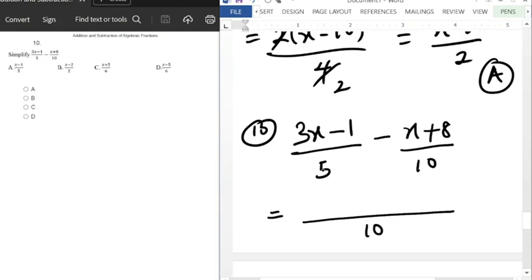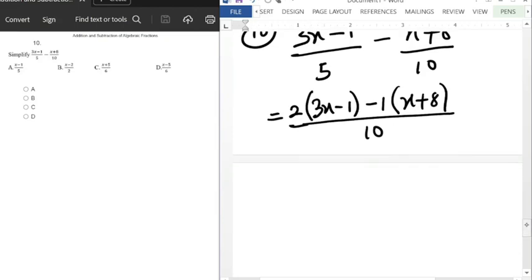So 10 divided by 5 is 2. So 2 is multiplying 3x minus 1, minus 10 into 10 is 1. So 1 is multiplying x plus 8. You notice that I don't just ignore the 1 because of this negative sign we have there. If you ignore it, it will affect your marks, it will affect your final answer at the end of the day.